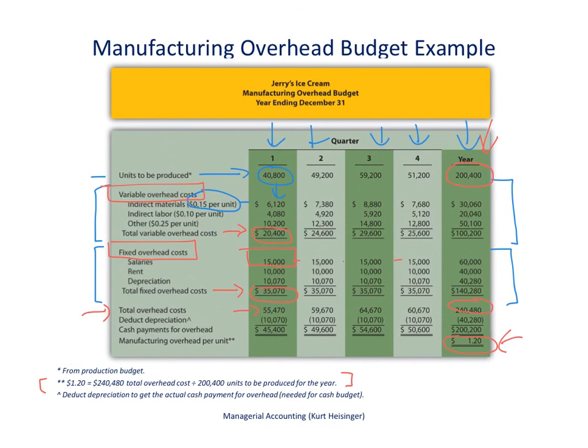Now, the very last thing you see down here is simply the information that we're going to need for the cash budget later in a separate video. So we're going to subtract the depreciation since it was included above. We subtract that because it's a non-cash item, to figure out the actual cash that we have to pay for overhead. So that's what we're looking at in those last two lines: taking the total overhead cost and subtracting our depreciation, and that gives us the cash payments for overhead, and that information will flow to our cash budget.